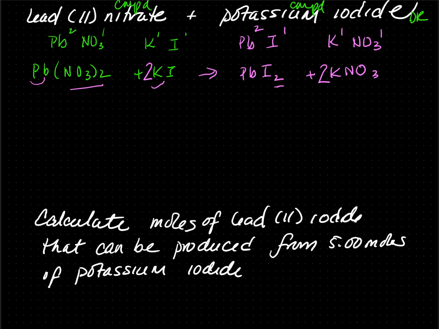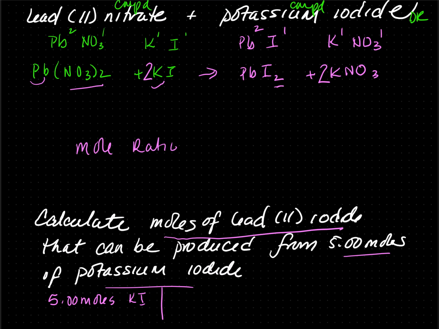So the next step, it tells you to calculate the moles of lead(II) iodide that can be produced from 5.00 moles of potassium iodide. First thing we're going to do is start with what's given, which is 5.00 moles of potassium iodide, KI. We're going from potassium iodide to lead iodide. So that means we need to go from one element or compound to a different element or compound. When we change elements or compounds, we must always go through mole ratio.